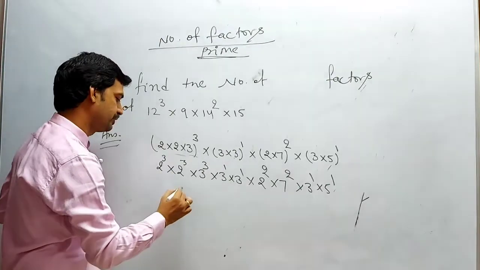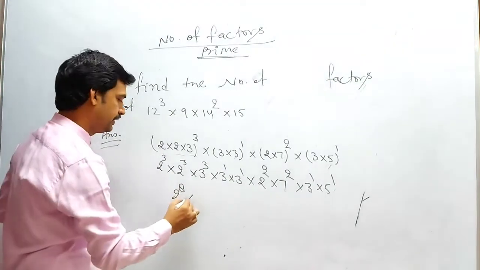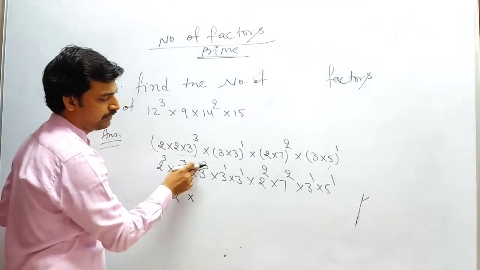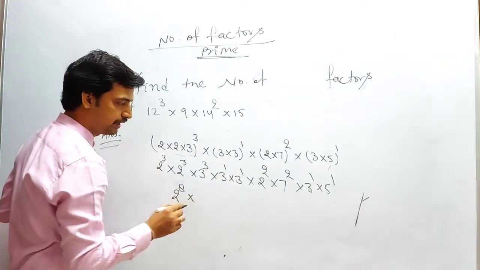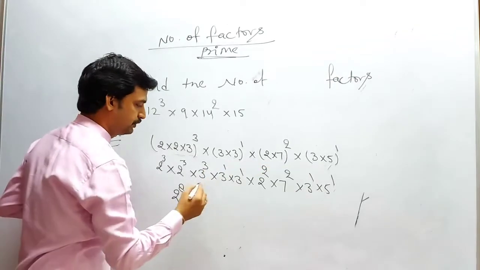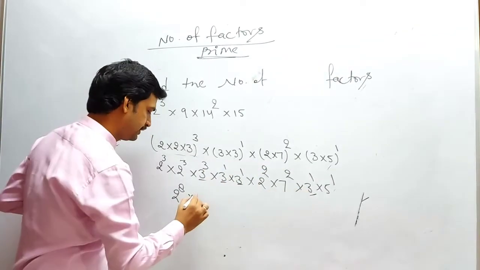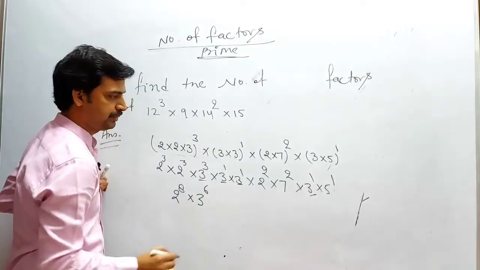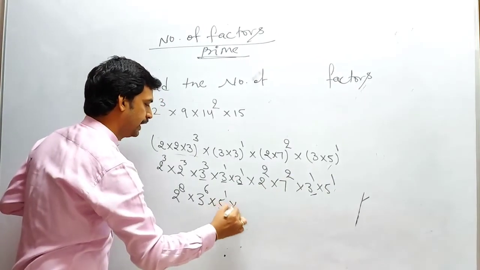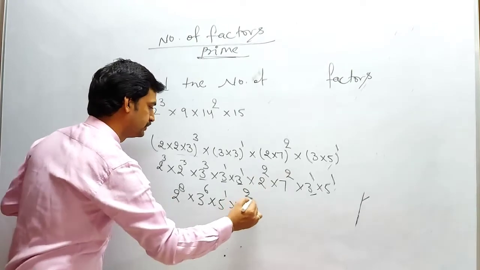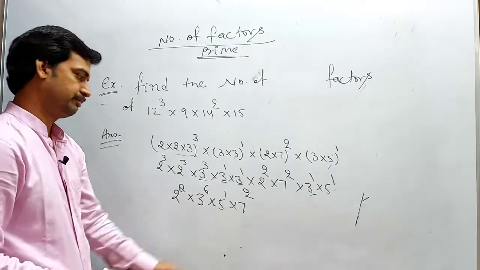So it will give you 2 raised to 8 into, how many 3 are there? 3 plus 1 plus 1 and plus 1. This will give you what? 6. 3, 4, 5 and 6. Right? So how many powers of 3 we have? 6 powers. Into how many power of 5 is what? 1. And how many power of 7 is what? 2. So these are the powers for prime numbers.